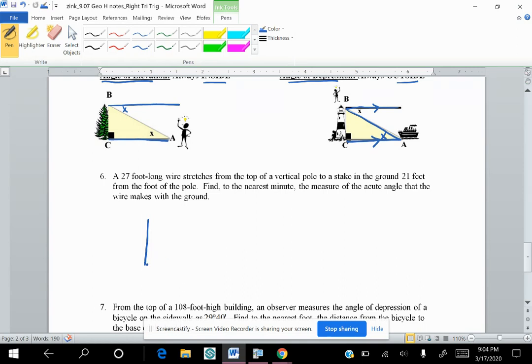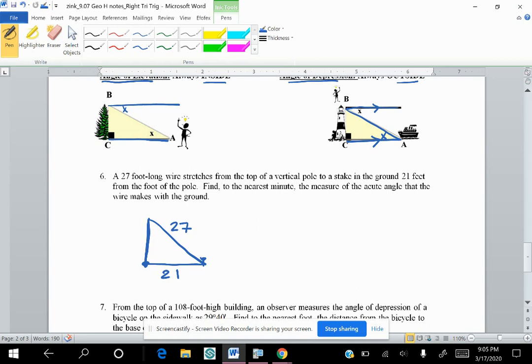So we've got a stake in the ground over here, and that is 21 feet from the foot of the pole. So if this is our pole, here's the foot of it on the floor. And we have a wire that goes from the top of that vertical pole all the way to that stake in the ground. And that is a 27-foot long wire. The hardest part with these is really drawing your picture and figuring out what they're asking.